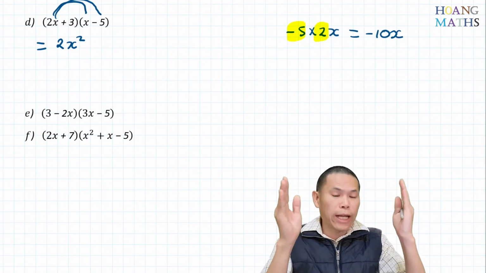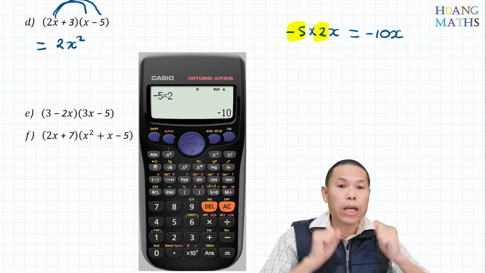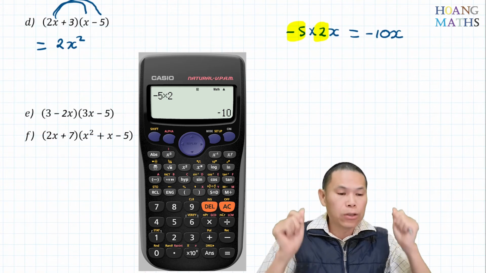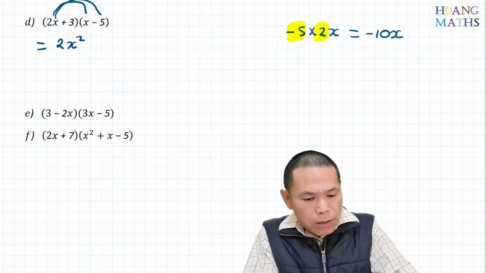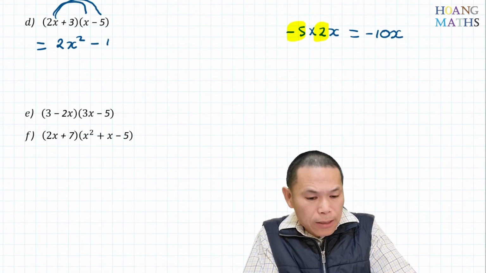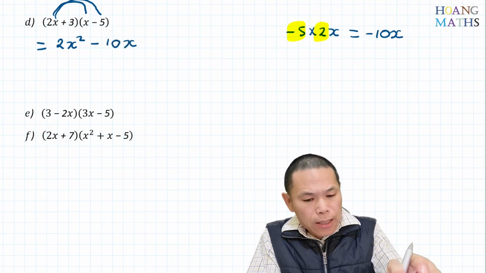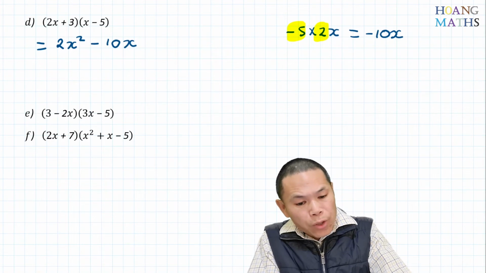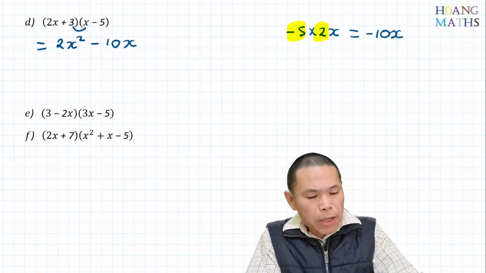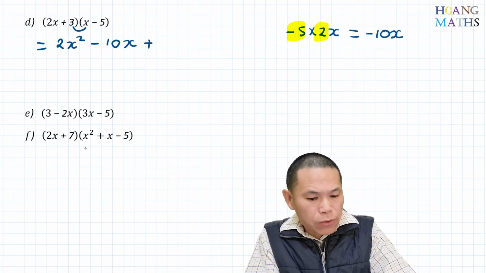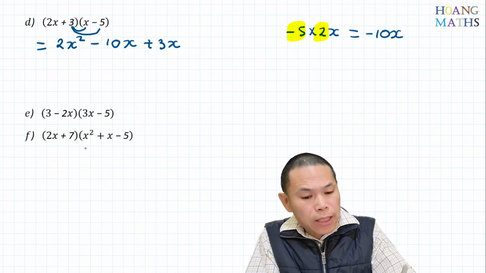Otherwise, you can just put in the calculator, negative 5 times 2. Yeah, and you should get negative 10. So therefore, the answer is negative 10x. So that means we write it down. Minus 10x. And then we go 3 times x. 3 times x is 3x. That means plus 3x, okay? Positive 3. So 3x.